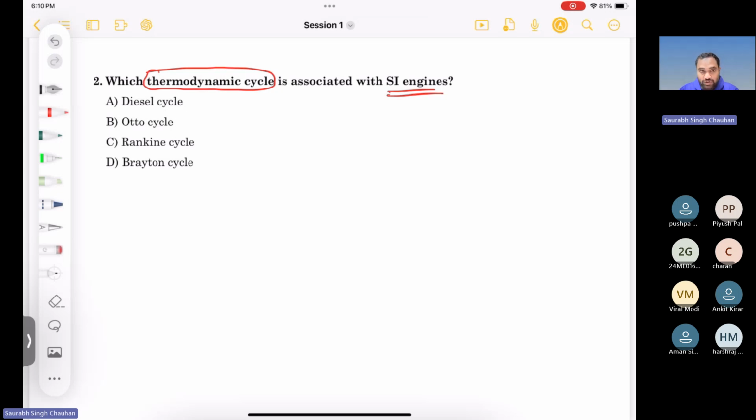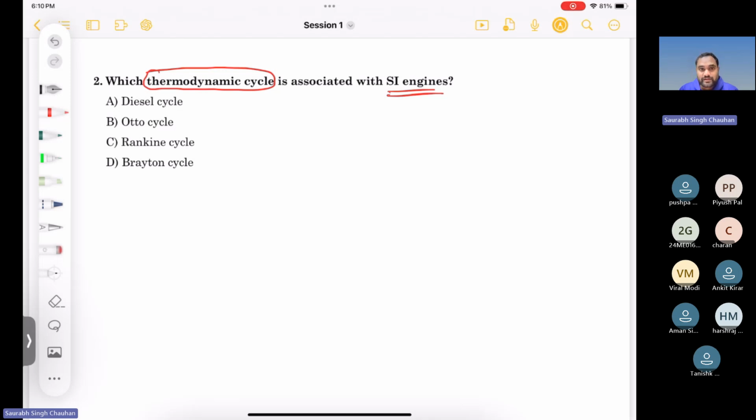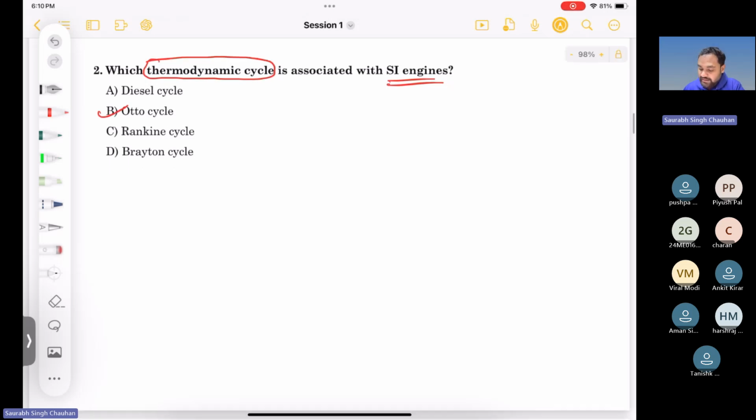In those thermodynamic cycles there are a lot of assumptions. For example, your working fluid is an ideal gas, and the properties of ideal gas are constant at all these temperatures and pressures. Okay, so there are different thermodynamic cycles for different types of engines. So here it is asked which type of thermodynamic cycle is used for SI engine, and someone has already pointed out the correct option, that it is the Otto cycle. Diesel cycle is for diesel engine or CI engine, and Otto cycle is for SI engine.